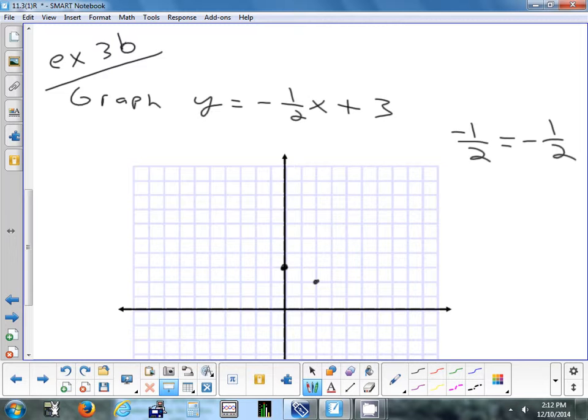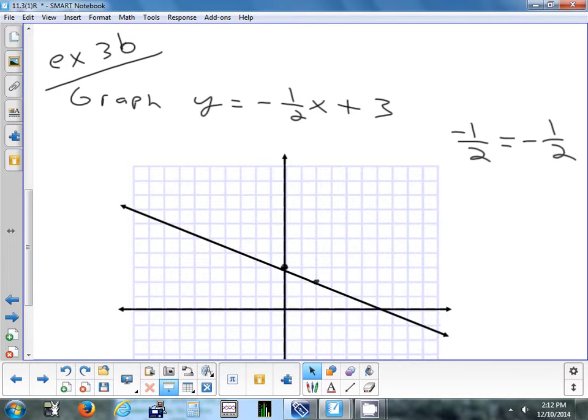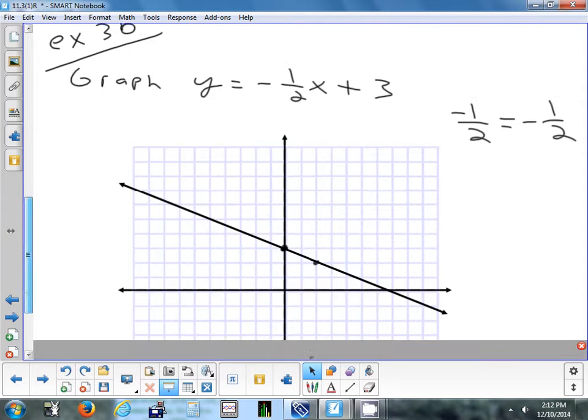Good. You listen to what I said. Either go up and right or down and right. How do you know if you go down? If it's negative. I'm so confused. You just said up and right or down and right.